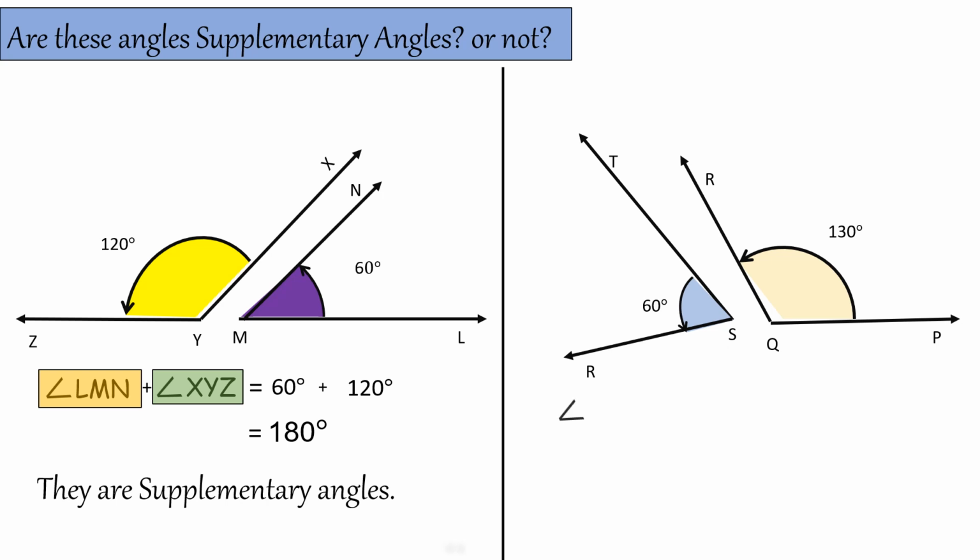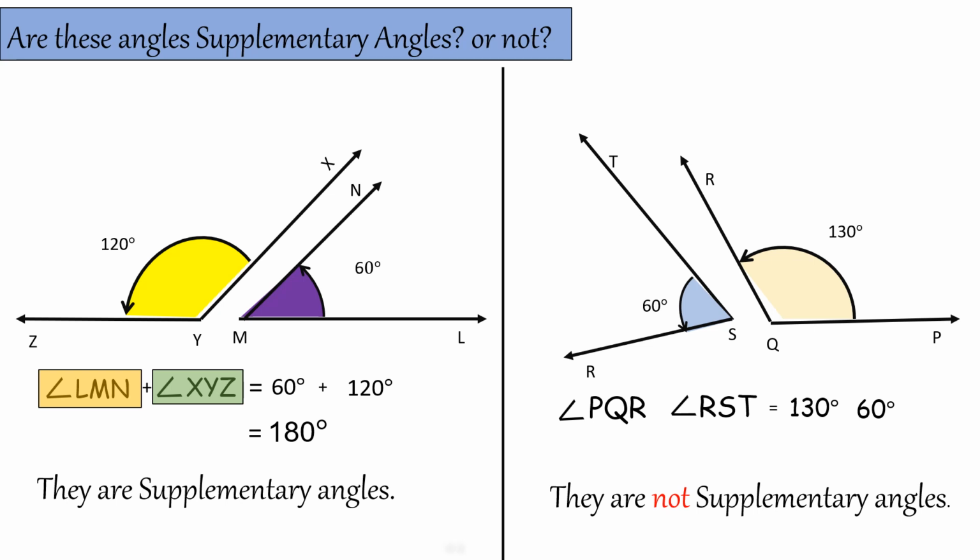In this example, angle PQR and angle RST are not supplementary angles because the sum of these two angles is not equal to 180 degrees.